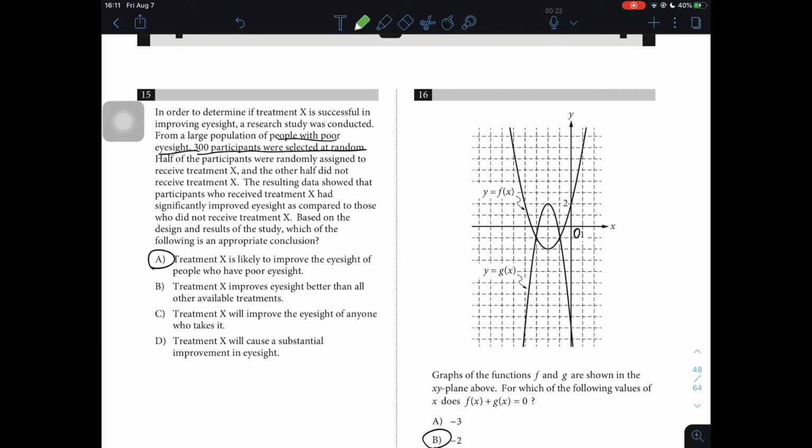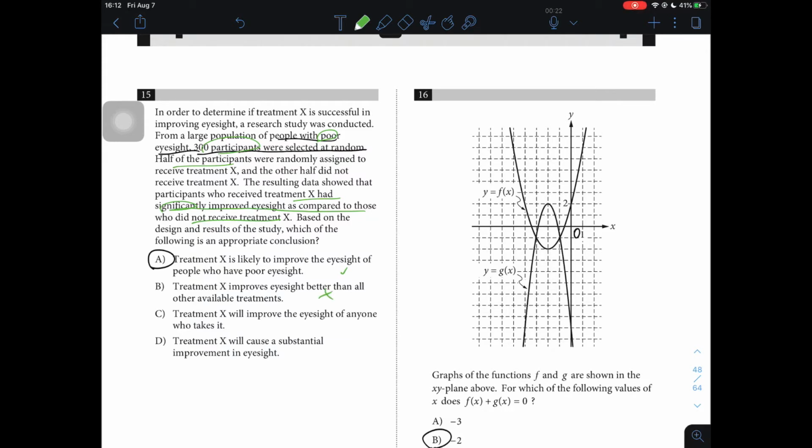Also for this type of question, I'm sorry, but you have to just read through the description and the choices, and find the right answer. As you can see, with poor eyesight, 300 participants are random. Half of them have X, half of them do not. And they said treatment X has significantly improved eyesight compared to those who did not receive it. So it's pretty obvious. Let's see A: drastically improves eyesight of people who have poor eyesight. Okay, that sounds right, could be a perfect conclusion. B: treatment X improves eyesight better than all the other available treatments. They didn't mention other treatments, like Y and Z, or any comparison and contrast of those treatments. So that is definitely wrong.